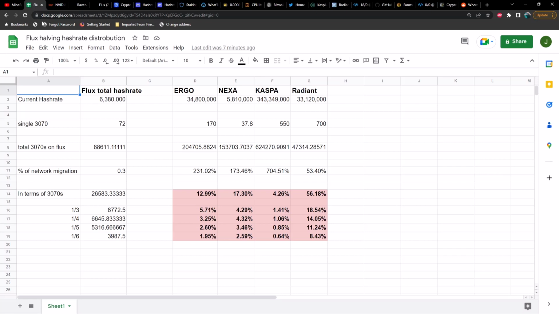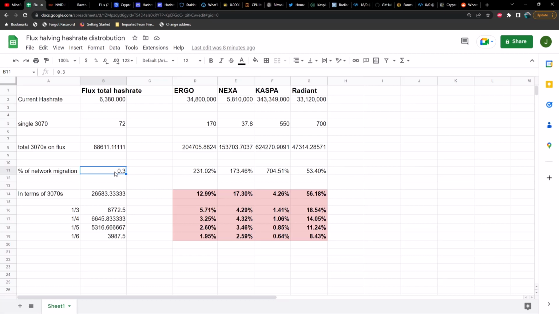Let's go ahead and take a look at this. So first of all, Flux is not calculated in megahash, it's calculated in sols. And right now the total network hash rate for Flux is 6.38 megasols, or 6,380,000 sols. Now, I thought it would be best to simply use probably the most common GPU for mining, or at least one of the most efficient, which would be the 3070. Now, the 3070 is going to get you roughly about 70 to 72 sols, and if you divide the entire network hash rate by a 3070, you're going to get about 88,611 3070s.